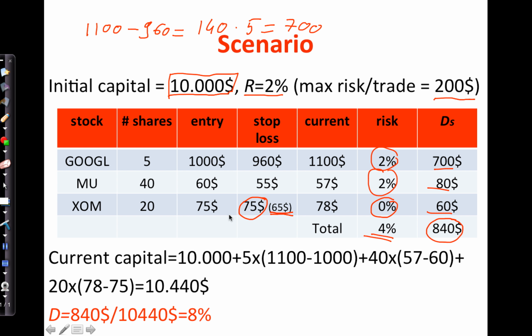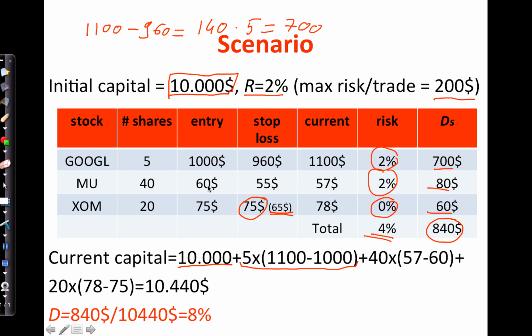What is this number? Okay, to understand this, we need first to compute our current capital, so the net liquid value. We started with 10,000, right? Now look at Google. We enter at 1,000. The current price is 1,100. So for each share, we have a profit of 100. We have 5 shares. So this is $500, right?